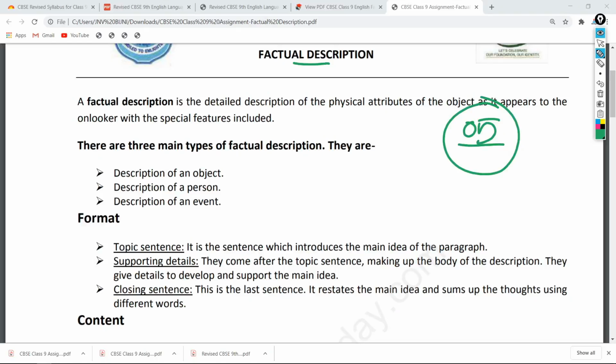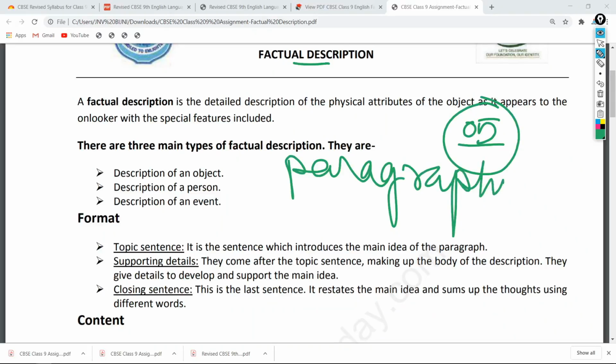What are the types of description there can be, we will discuss all. Before starting, let us see, my dear children, how to develop the paragraph. Paragraph, paragraph. A paragraph, my dear children, consists of sentences.